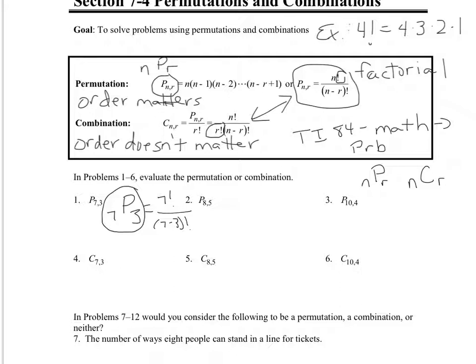Now, to enter it into the calculator, if you want to use this feature, you have to first type in whatever value n is first, then go to math, PRB, and then you would choose, if you're doing the permutation, you would choose this button.